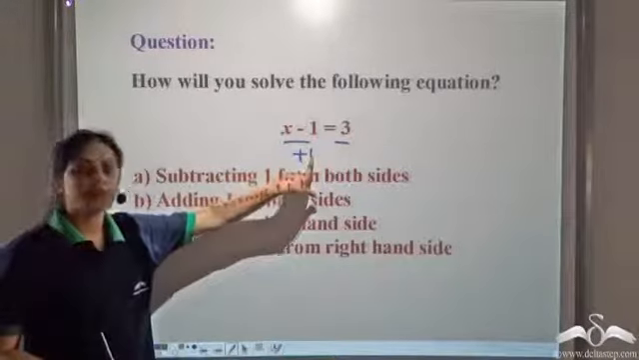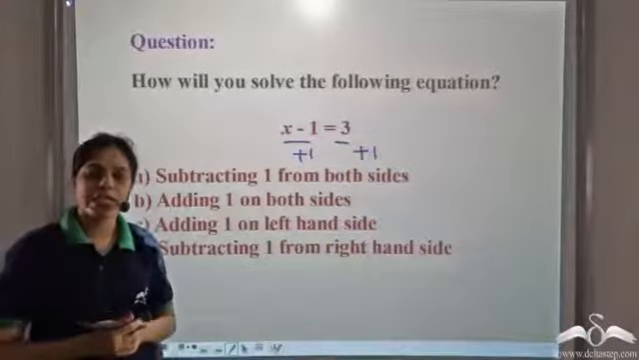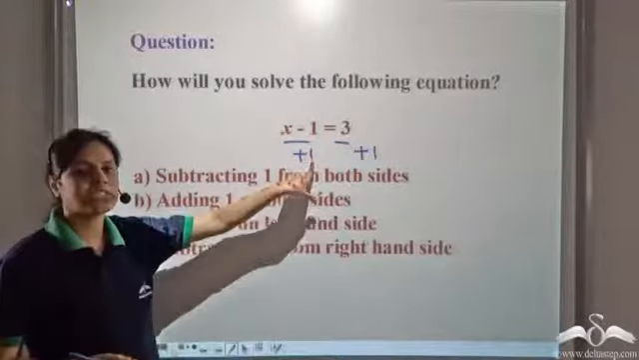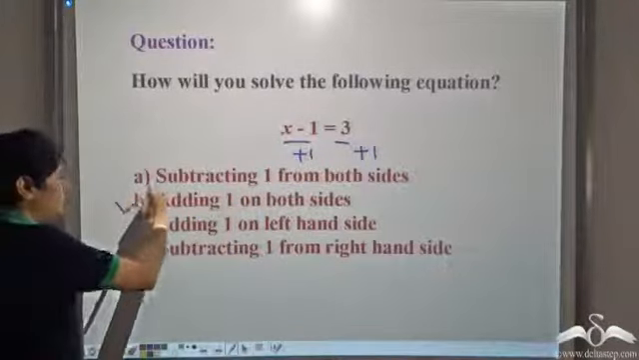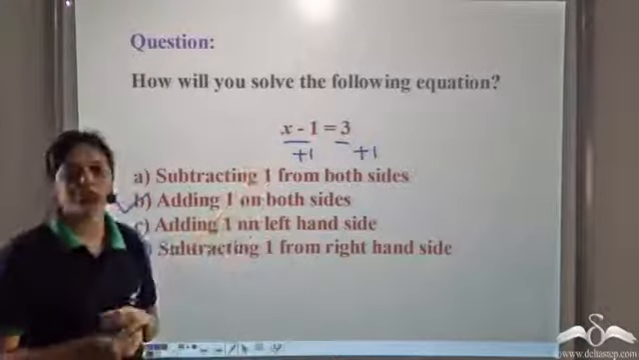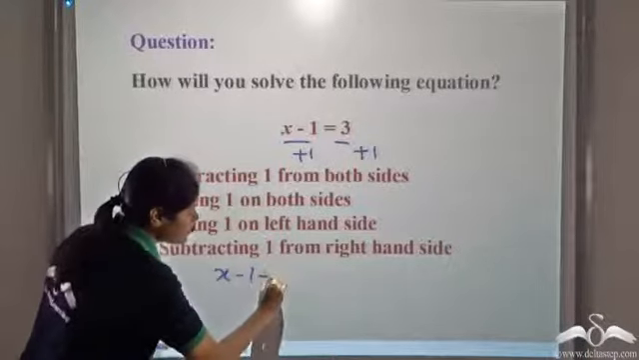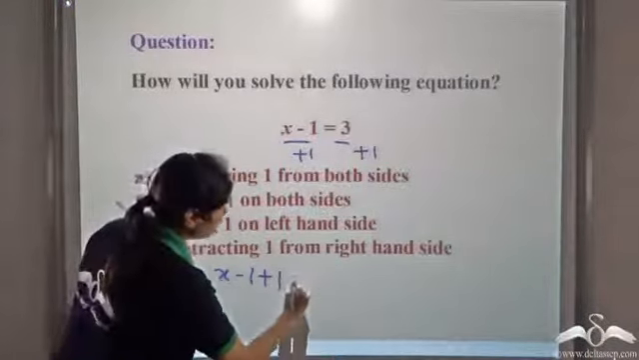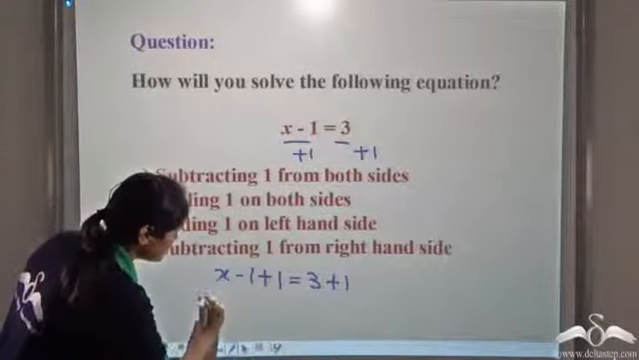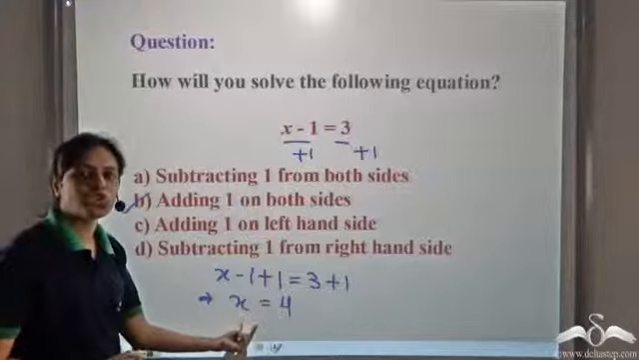So if we add a 1 to the left hand side, we must add a 1 to the right hand side as well. So we should add a 1 on both the sides of the equation. So this is the correct option. Adding 1 on both the sides, this equation can be solved. So if we add 1 on both the sides, we get x minus 1 plus 1 is equal to 3 plus 1. This becomes x is equal to 4. So this is the solution of the equation.